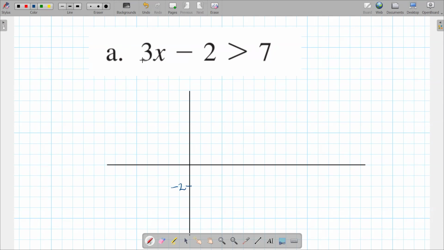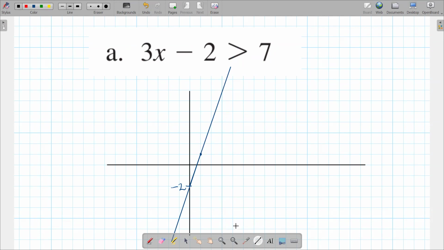Or you can also think of it this way. Slope is 3, so you're going to go up 3 units, move across 1 unit, right? Like that. So your curve will look like this. And again, it's a straight line. It extends forever in both directions. There we go. Now it says greater than 7.